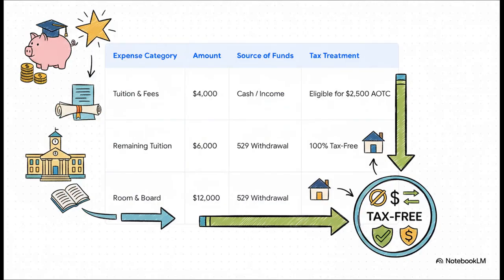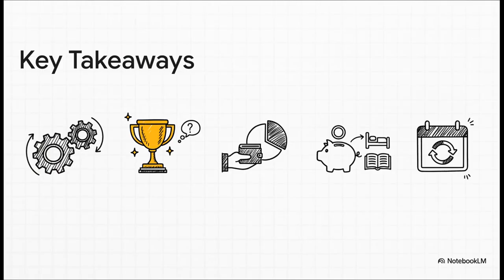And this just shows you how perfectly it can work. Look at this. By paying that first $4,000 of tuition with cash, the family locks in the full $2,500 AOTC. Then they withdraw $18,000 from the 529 to cover the rest of the tuition, that's $6,000, and all of the room and board, that's $12,000. Now their 529 withdrawal of $18,000 perfectly matches their AQEE of $18,000. The entire 529 distribution is 100% tax-free, no excess, no taxable earnings. Problem solved.